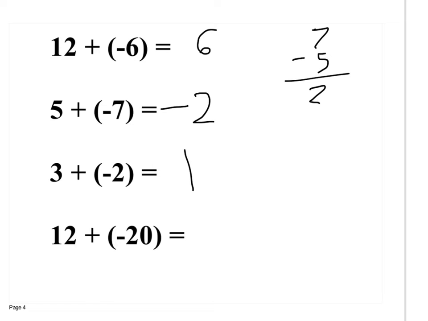Brody, it is -8. What I would do is I know that 20 is bigger, so my answer has to be negative, and I would do 20 minus 12. What is 20 minus 12? 8. So what is 12 plus -20? -8. If you leave off a negative on your answer, it is wrong. Okay? If the answer has to be negative, your answer better be negative.